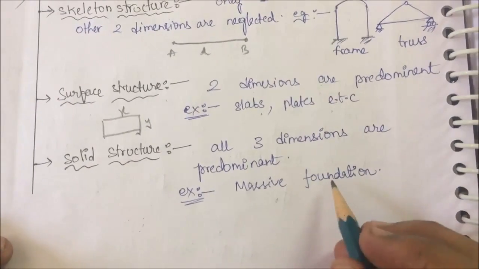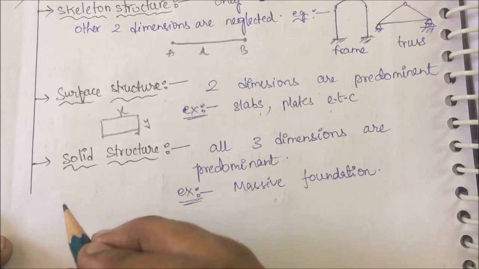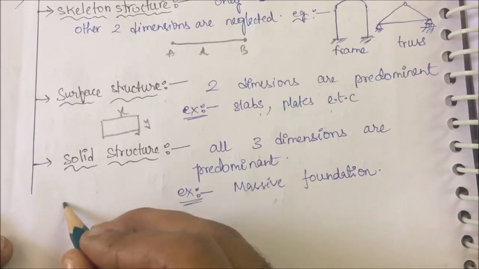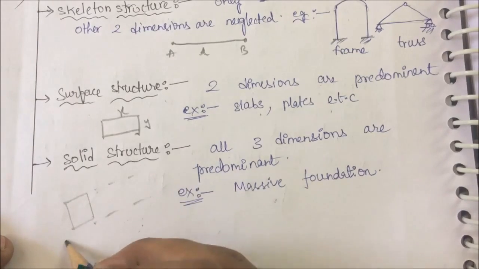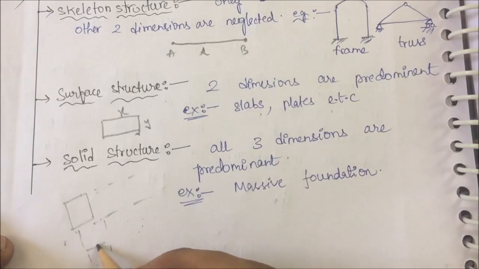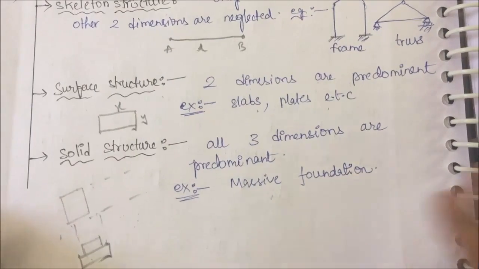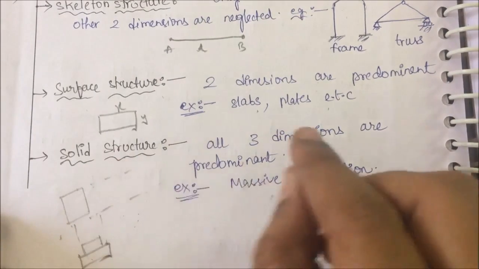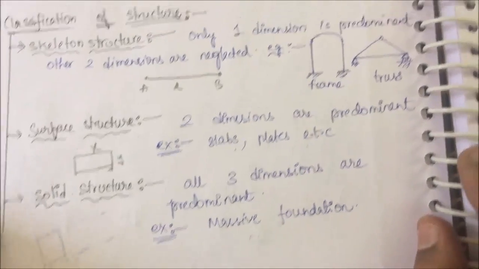For example, a foundation. If you remember your RCC subject or steel structures, you used to give your drawing in both dimensions, right? So you used to draw something like this. This is your top view, this is your bottom view. So you used to get something like this, right? So that is about solid structures. Here all 3 dimensions should be specified in the drawing itself. Okay, so I hope it is clear.